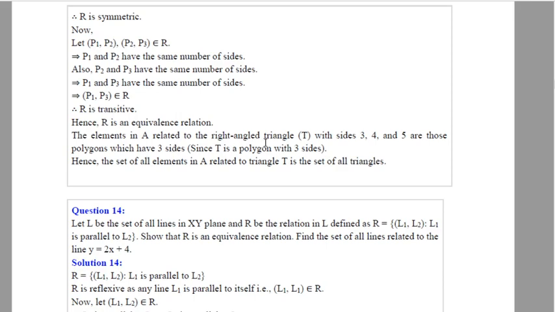Hence A is related to the right angle triangle with sides 3, 4, 5. Polygons which have three sides, since T is a polygon with three sides. Hence the set of all the elements A related to the triangle T is the set of all the triangles.